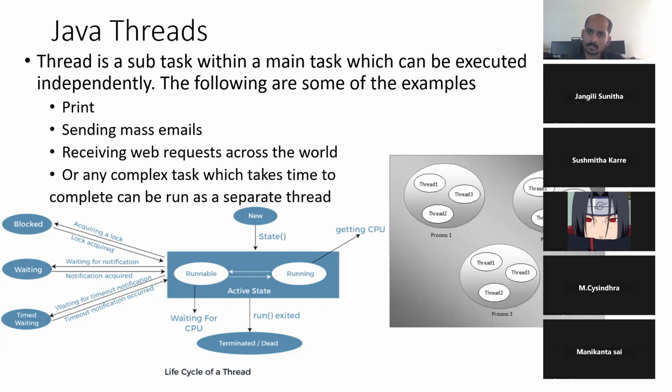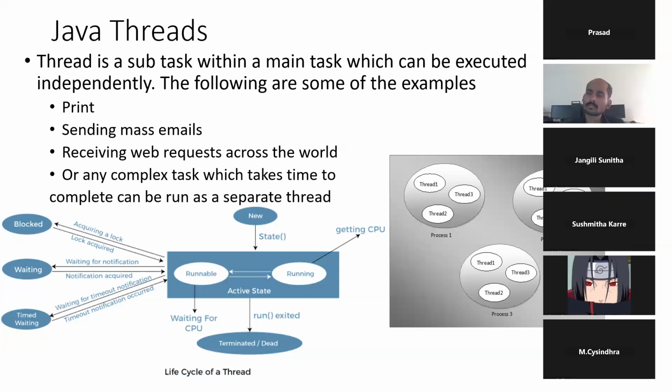New state, correct. Once the task is assigned, it goes to the runnable state. After that, it goes to the running state when it is active, sir. When the CPU is assigned to the thread, that is the running state. Once the task is completed, it goes to the terminated or the dead state, sir. Correct. So besides that, what are the other three states we just discussed? Blocked, waiting, and timed waiting, sir.